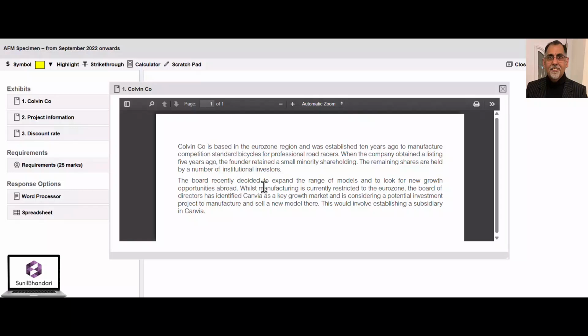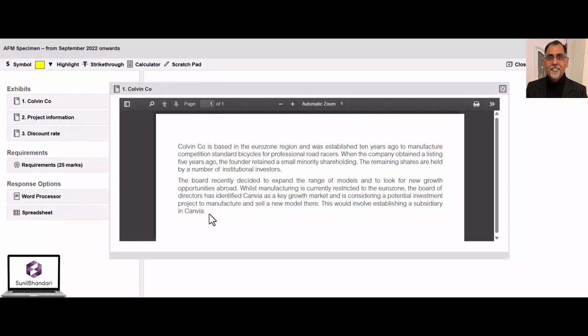The board recently decided to expand the range of models. So they're going to do product development and look for new growth opportunities abroad. Whilst manufacturing is currently restricted to the Eurozone, the board of directors have identified Colombia as a key growth market. So they manufacture in euro and are now going to sell abroad. Considering a potential investment for product to manufacture and sell a new model there. Okay, so they're going to set up a factory and then distribute from there.